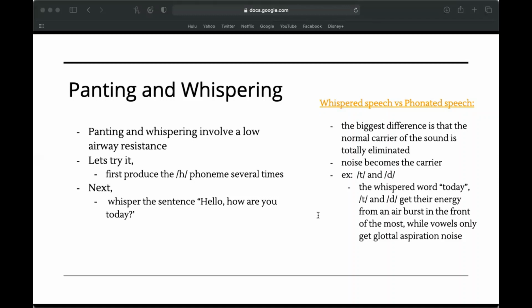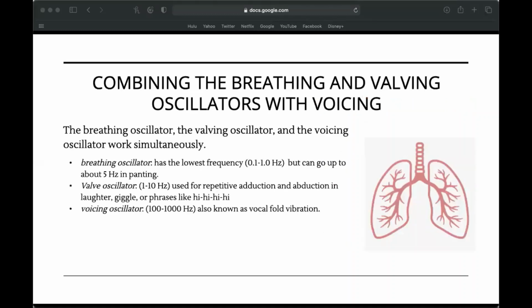The biggest difference in phonated speech versus whispered speech is that in phonated speech, the normal carrier of the sound is voicing. And in whispered speech, that is totally eliminated. Noise becomes the carrier. So that being said, vowels in whispered speech carry way less acoustic energy than consonants. Makes sense, right?